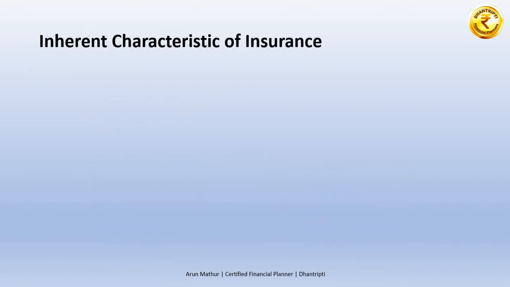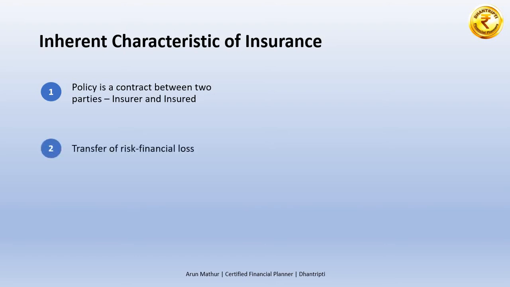What are the inherent characteristics of insurance as an asset class? The first thing is that whenever you take an insurance policy, it is a contract between two parties, the insurer and the insured. The one who takes the policy is the insured person and the life insurance company is the insurer. Secondly, it is done to transfer risk. If I'm taking insurance, I have a risk of financial loss, or my family bears this risk if I'm not there. This risk is transferred to the insurance company. So this is known as transfer of risk. The financial loss incurred in case of the demise of the insured is taken by the insurance company.